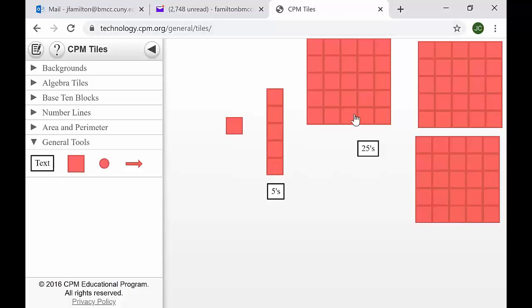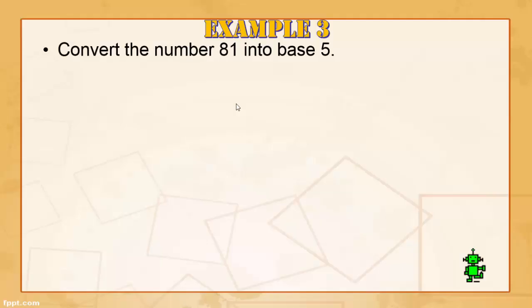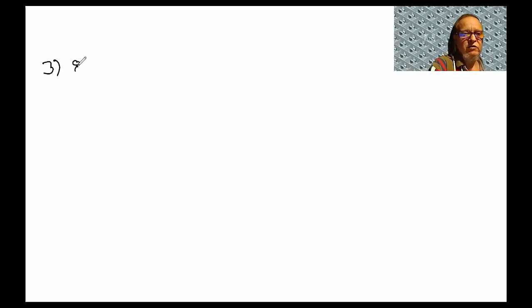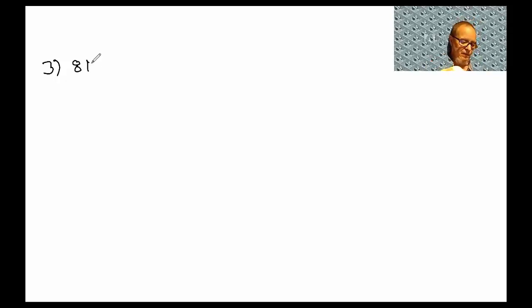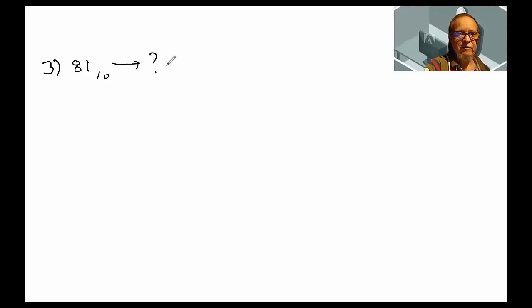As you can see, it's a little more complicated using blocks to convert from base 10 into base 5. It is actually easier to use a table, and that's what we will show in the next part. Now let's look at how this would be done using a table. In example number 3, we're asked to convert 81 base 10 and find what it is in base 5.